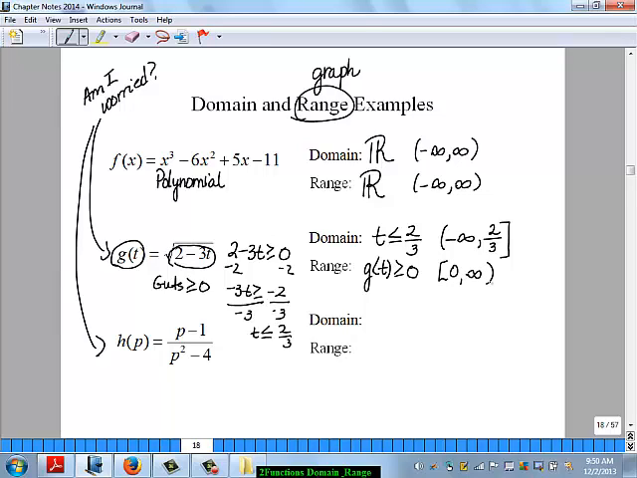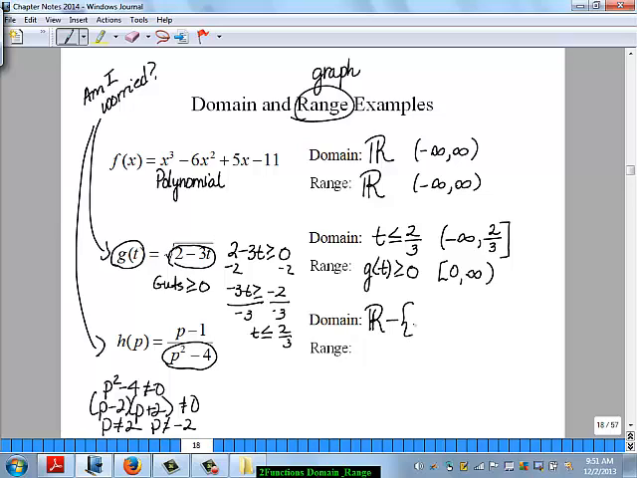And the last one I'm worried about, again, because I have a fraction, so I take the denominator and figure out what I can't have, and it can't be 0. So when I factor this, I get p can't equal 2 and p can't equal negative 2. So I have 2 holes in this. So when I write domain, for the set notation, I say I've got all real numbers, but I can't have negative 2 and 2. That's an easy way to write it.